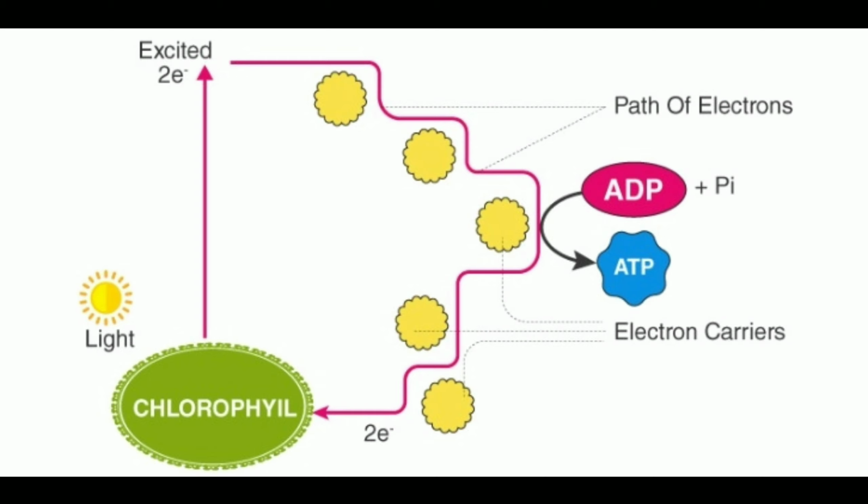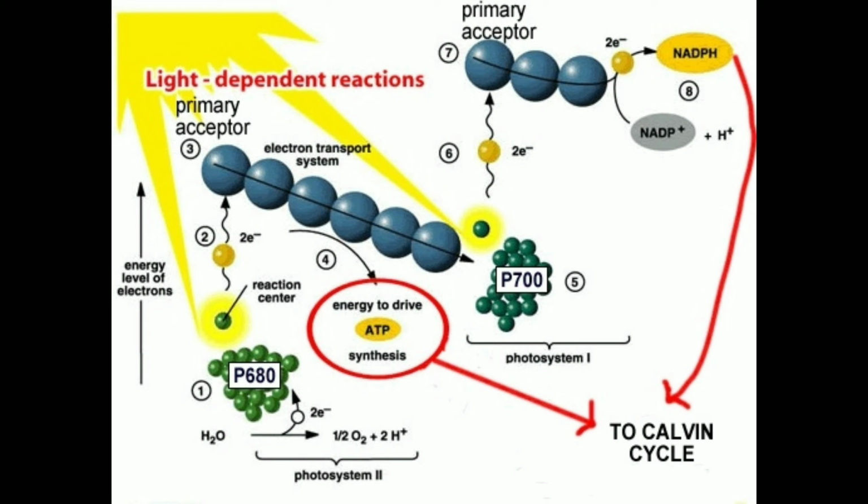But in the case of non-cyclic photophosphorylation, both photosystem 2 and photosystem 1 are involved. But in the case of cyclic photophosphorylation, only photosystem 1 is involved, and in that the pair of electrons is being passed back to chlorophyll A. So we call this cyclic photophosphorylation. This is all about cyclic and non-cyclic photophosphorylation, which is taking place in the light reaction.